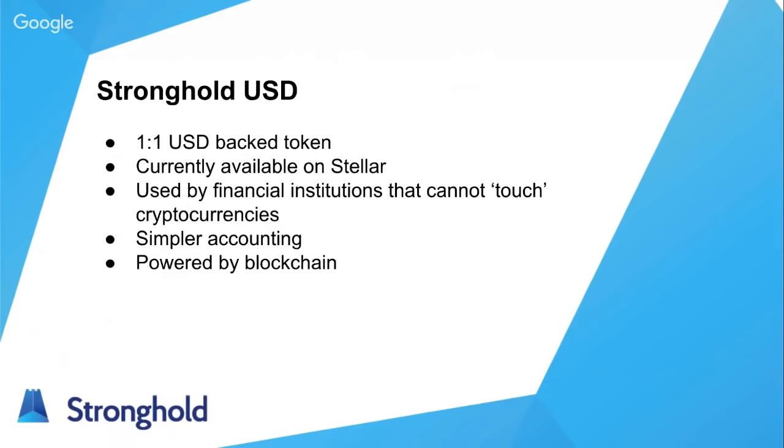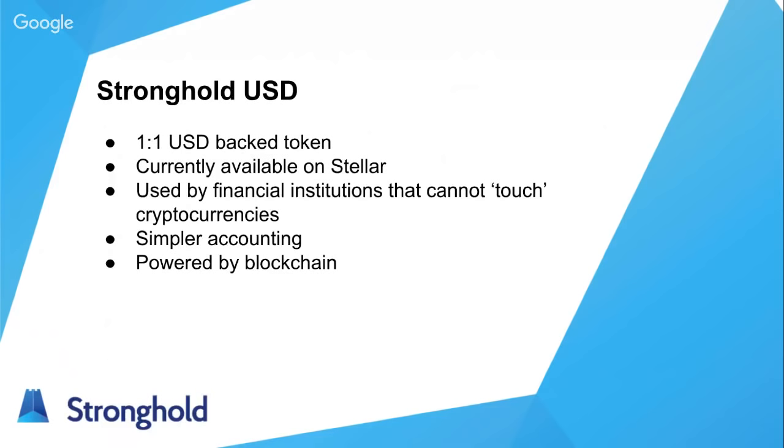What is the Stronghold US dollar? It is often referred to as the stablecoin. It is a one-to-one US dollar backed token. So for every token of US dollar inside the blockchain network, which is currently Stellar, there is one US dollar held by a custodian, essentially sitting in a bank account. Stronghold US dollar is accepted by financial institutions.